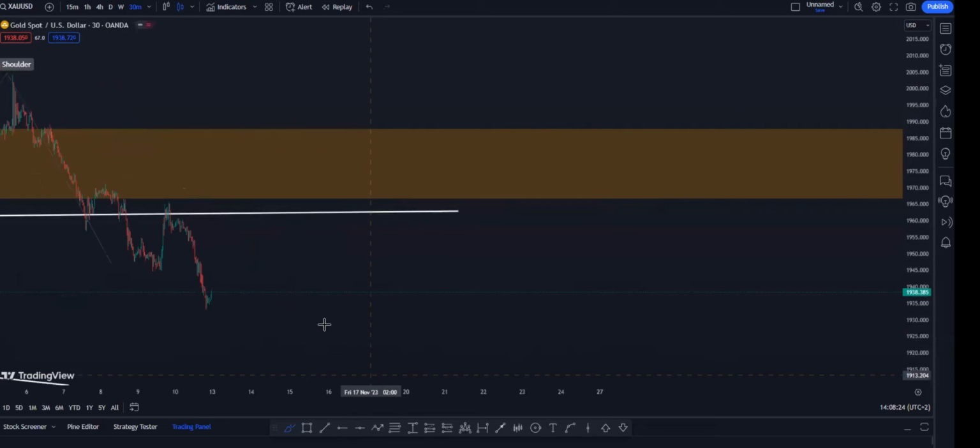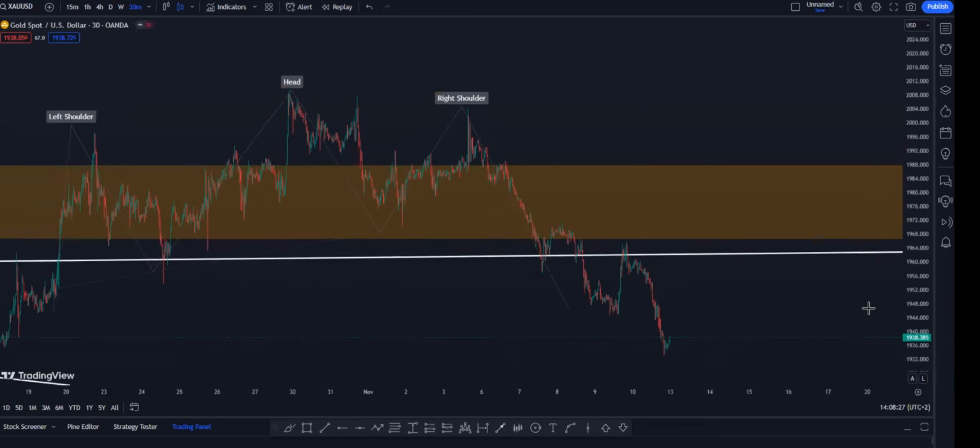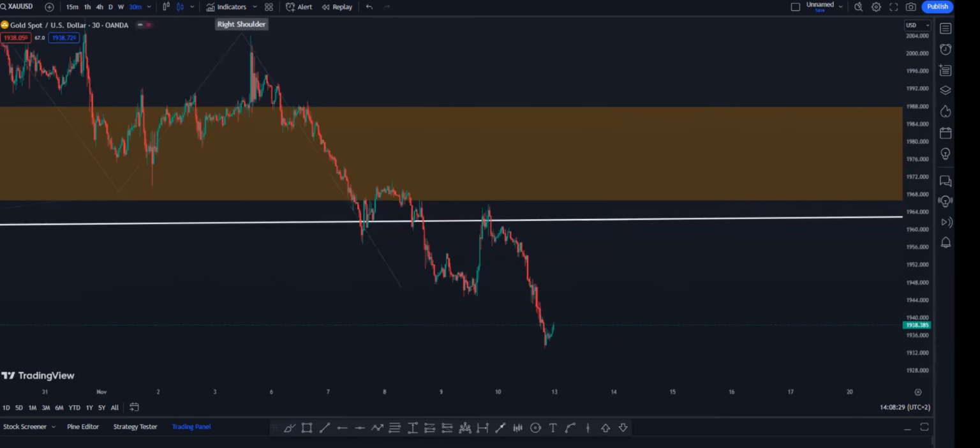Then moving on now to zoom in and see this kind of a breakout. So the market broken here, broken. Obviously, once it breaks, we need to see the market retesting before we take a continuation trade.